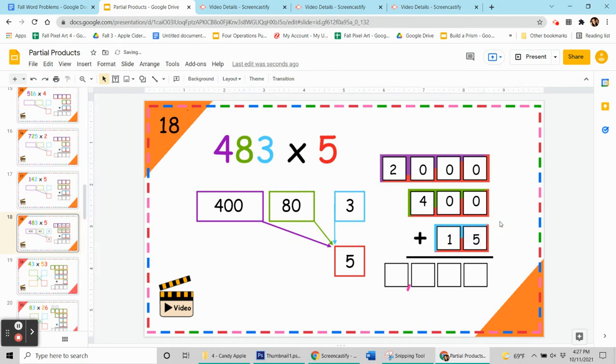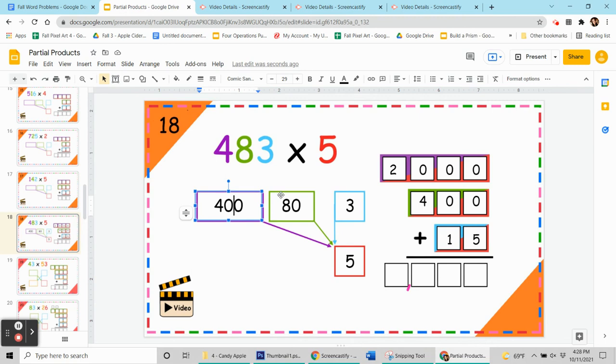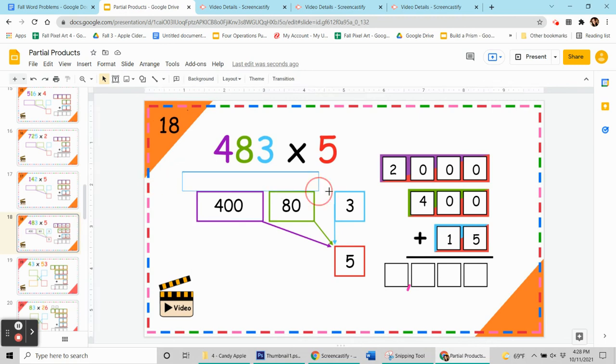So here's what we have done over here on the right-hand side. We did 400 times 5, which was 2,000, 80 times 5, which is 400, and 3 times 5. So really all you're doing is you're taking each digit in the big number and multiplying it by 5. You just want to remember that this 4 is actually a 400 and the 8 is an 80. And that's why we put it into expanded form first.